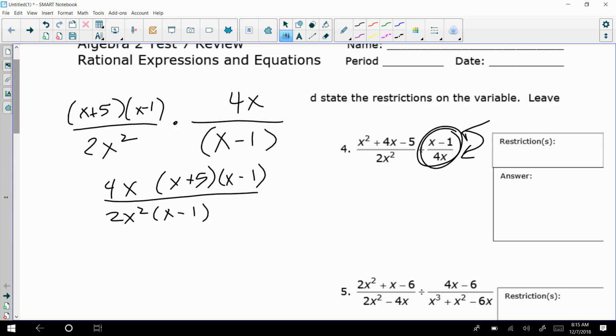Now before I cross anything out, I have to list my restrictions. So the part that doesn't have parentheses is going to give me an automatic 0, and the other one is x equals 1. Then I can cross out.